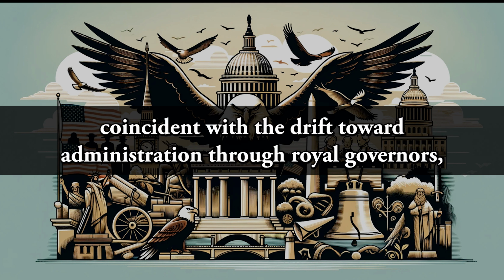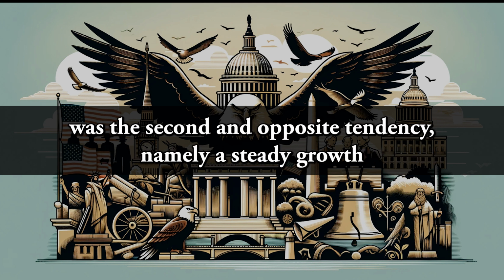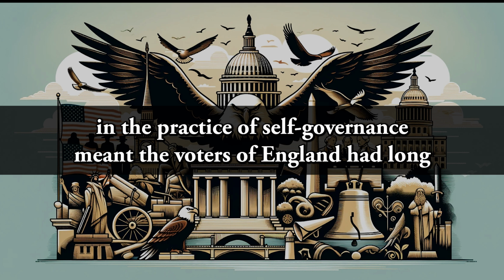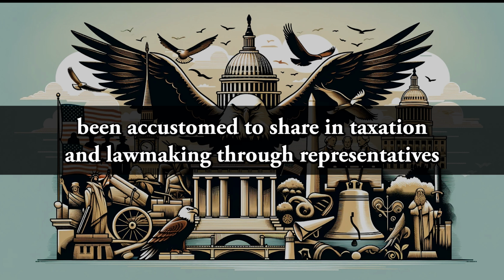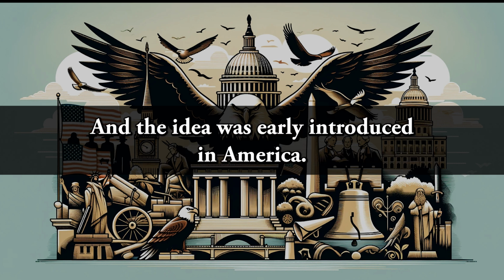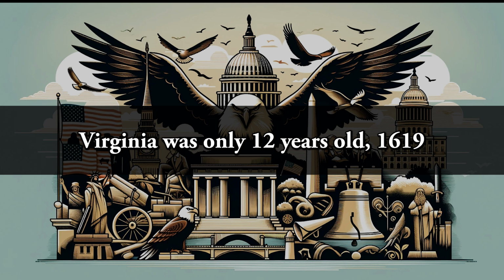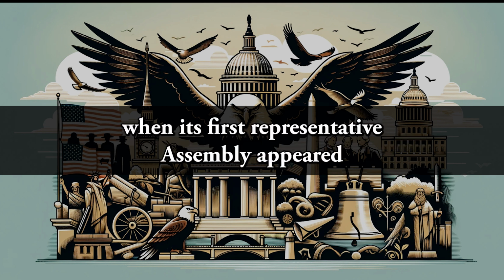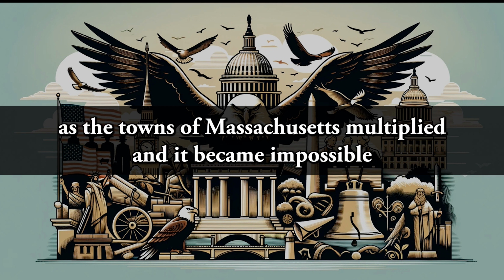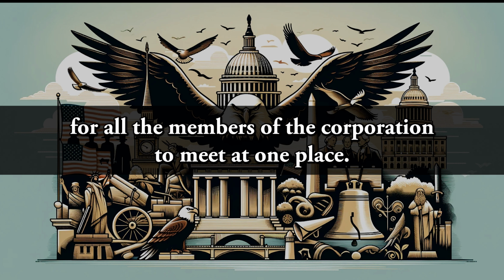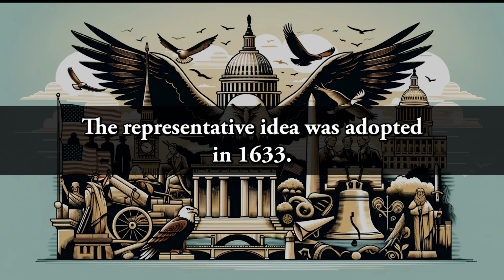Coincident with the drift toward administration through royal governors was the second and opposite tendency, namely, a steady growth in the practice of self-government. The voters of England had long been accustomed to share in taxation and lawmaking through representatives in Parliament, and the idea was early introduced in America. Virginia was only 12 years old (1619) when its first representative assembly appeared. As the towns of Massachusetts multiplied and it became impossible for all the members of the corporation to meet at one place, the representative idea was adopted in 1633.